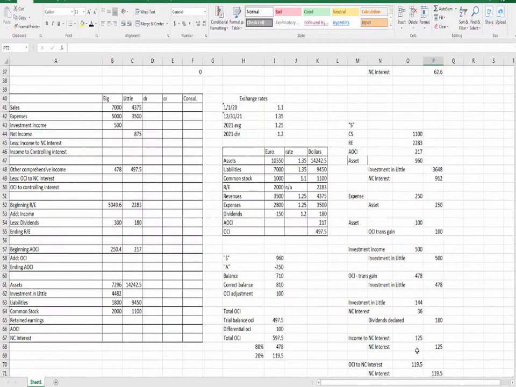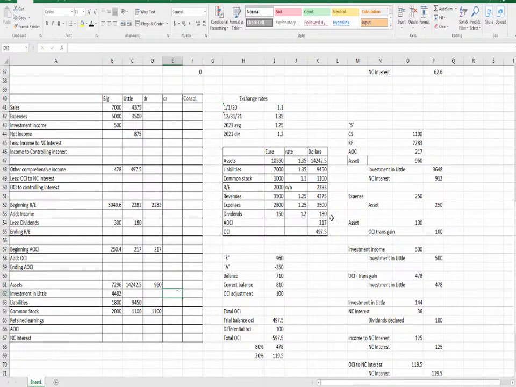Okay, so we've done our elimination entries. Now it's a matter of posting, again, debits to the debit column, credits to the credit column. So debits to common stock, beginning retained earnings, AOCI, and assets. Again, you need to be careful about the distinction between OCI and AOCI, obviously. This AOCI is the equity account, again, analogous to retained earnings.